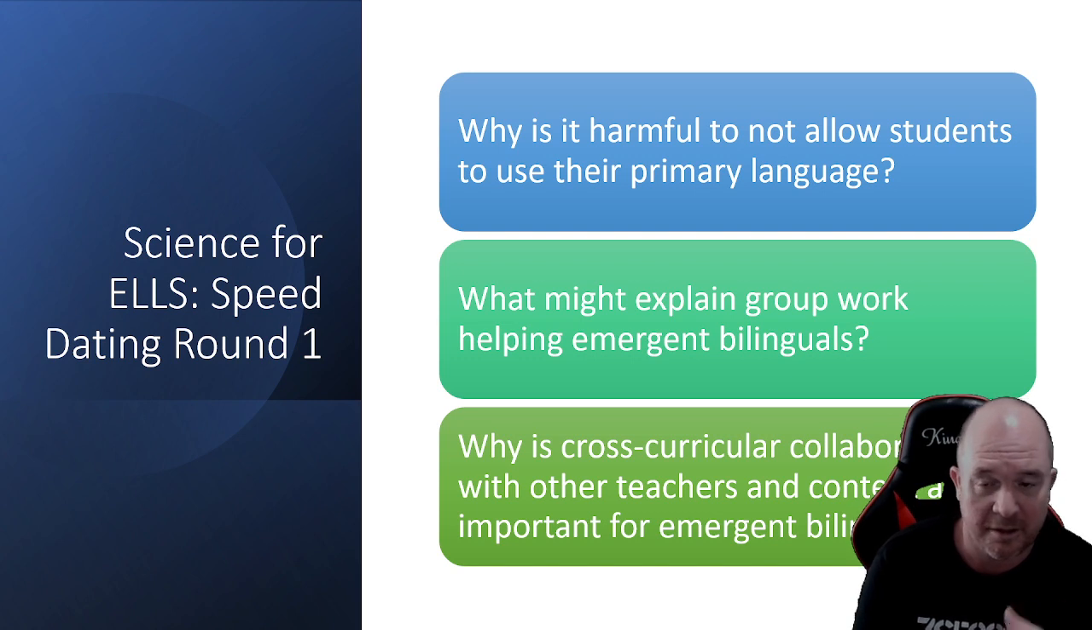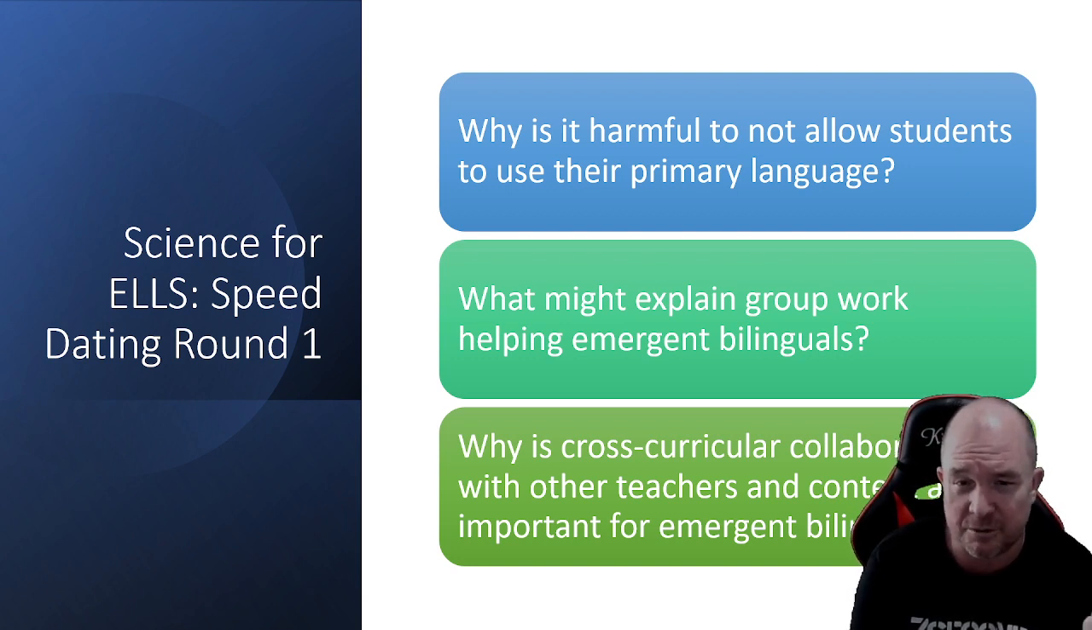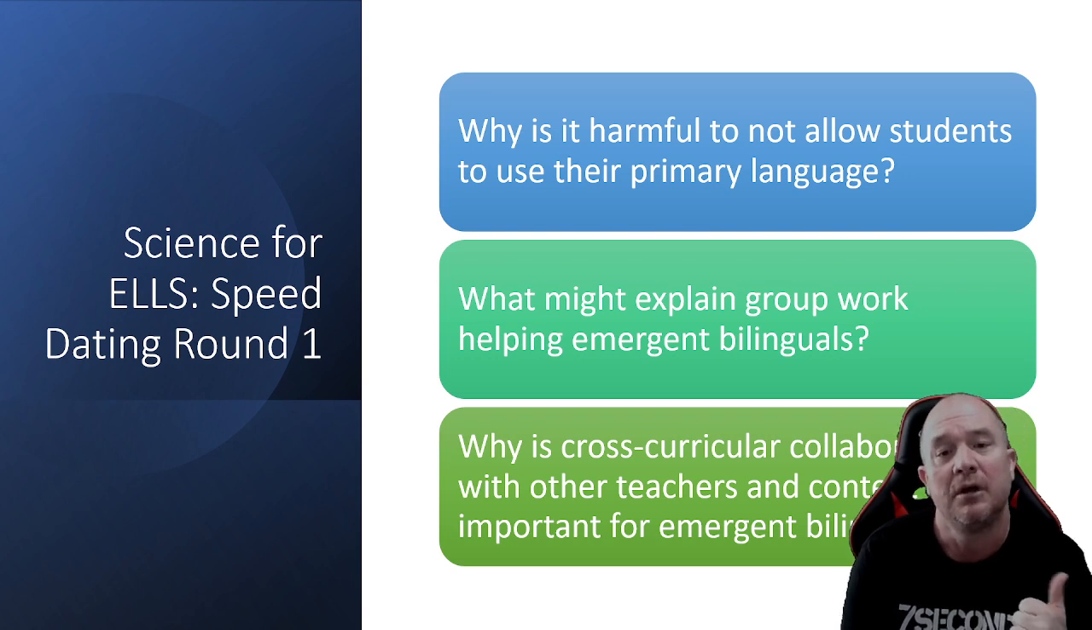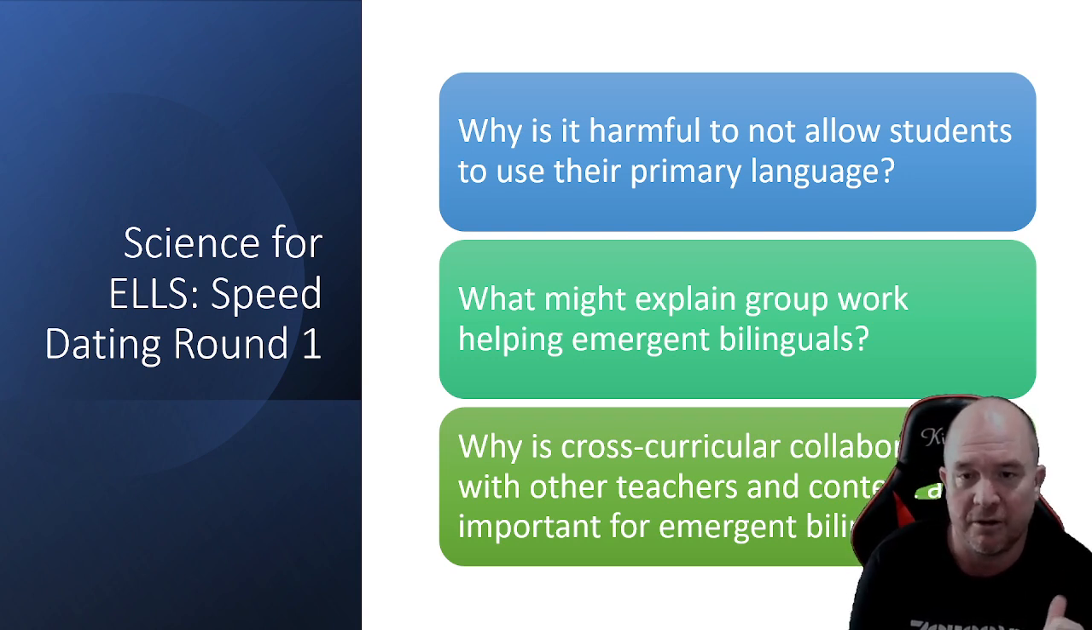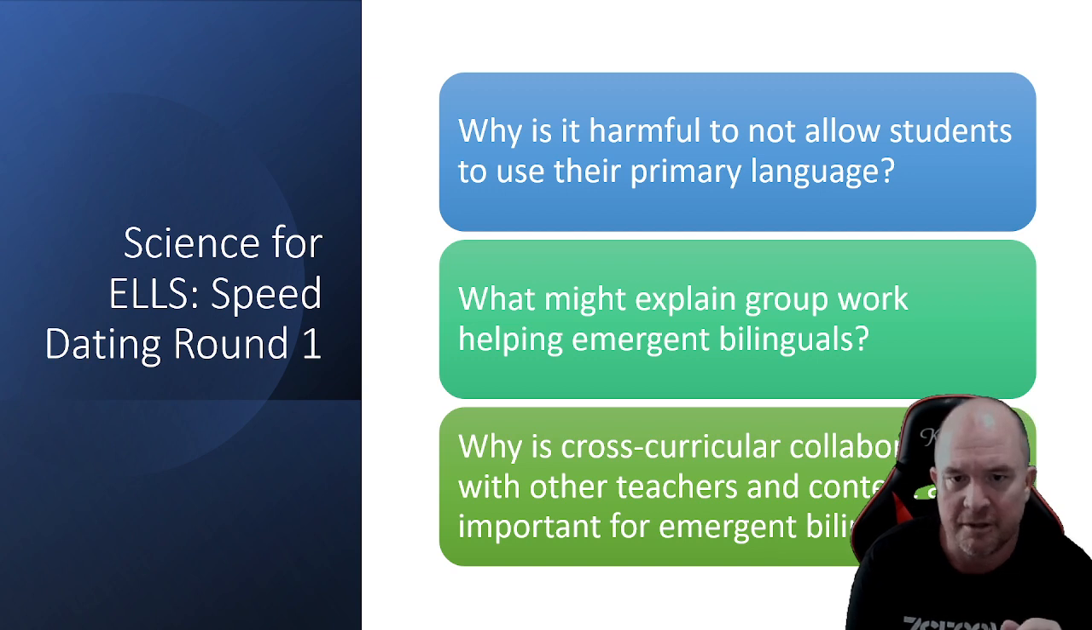For your round 1, here are the questions that I want you to pose some answers to, and possibly questions to your colleagues. Why is it harmful to not allow students to use their primary language in your classroom? Please don't do that. Do not have an English only policy. You are causing great harm to your emergent bilinguals doing that. So I want you to think about why it is harmful. Next question: what might explain group work helping emergent bilinguals? In the Science for ELLs reading, they talk about group work. What might explain why groups help emergent bilinguals, not only in content learning, but also in their language development?